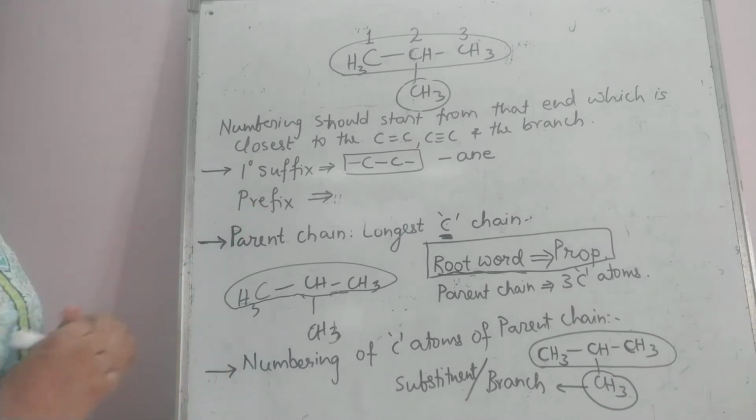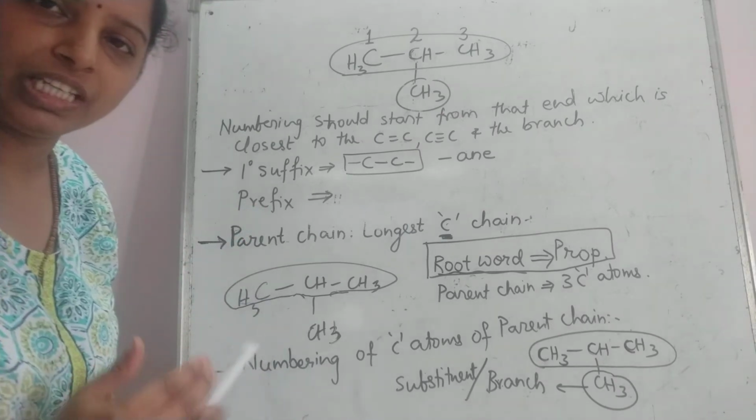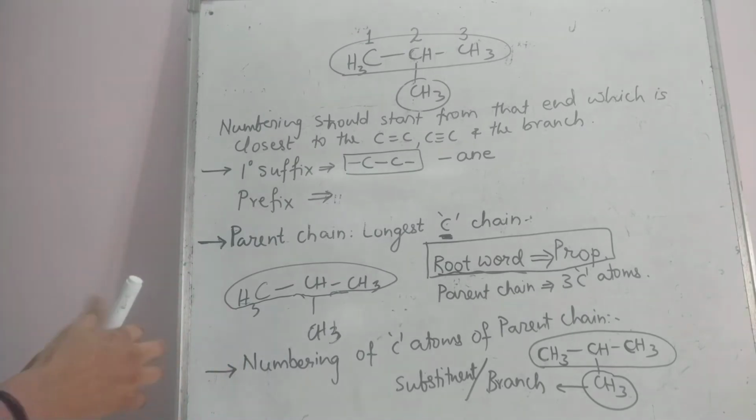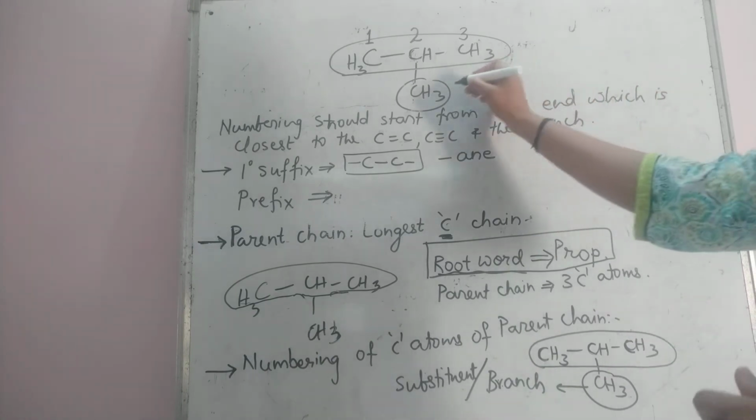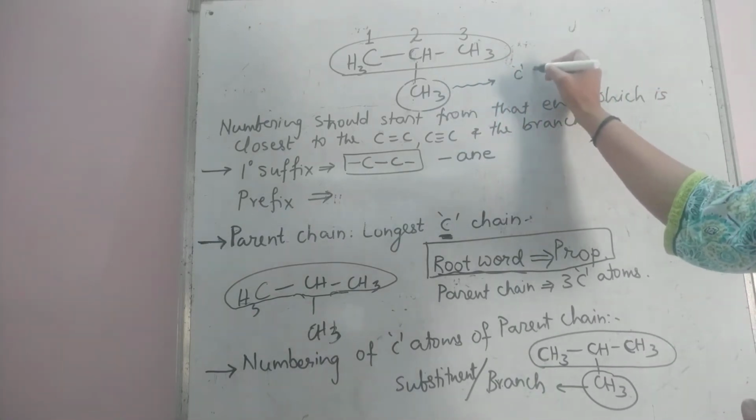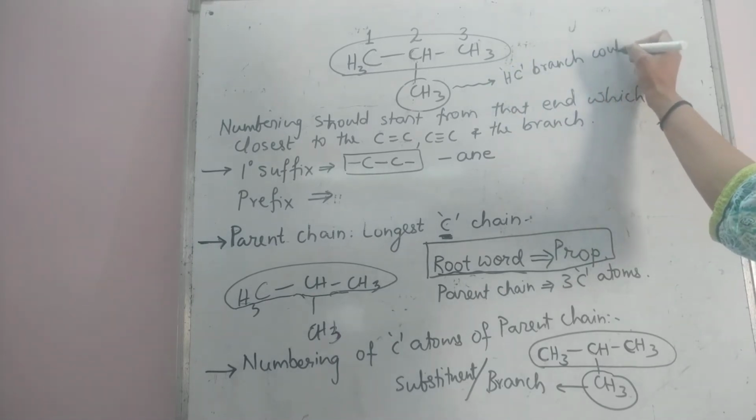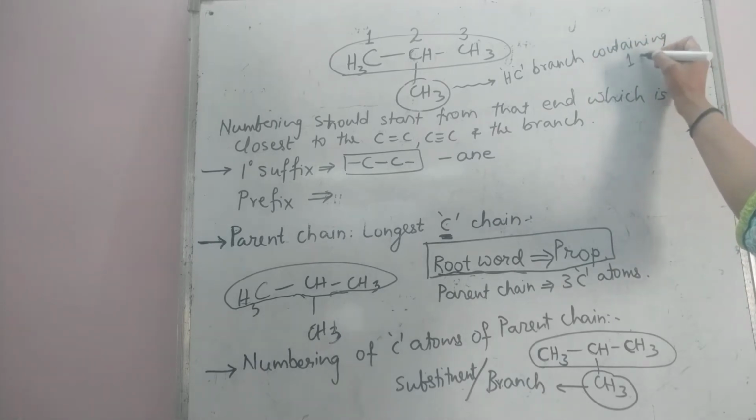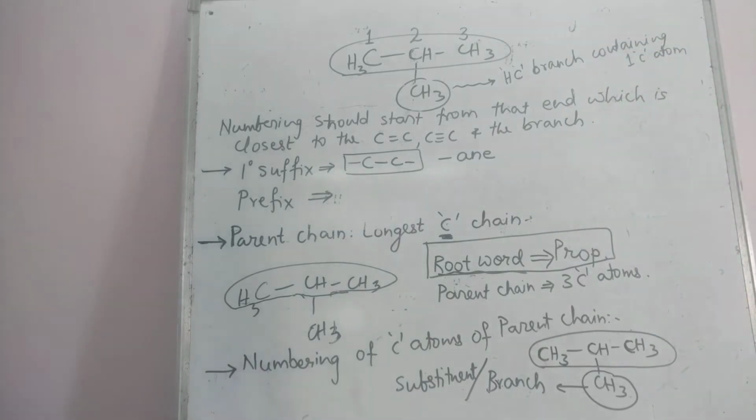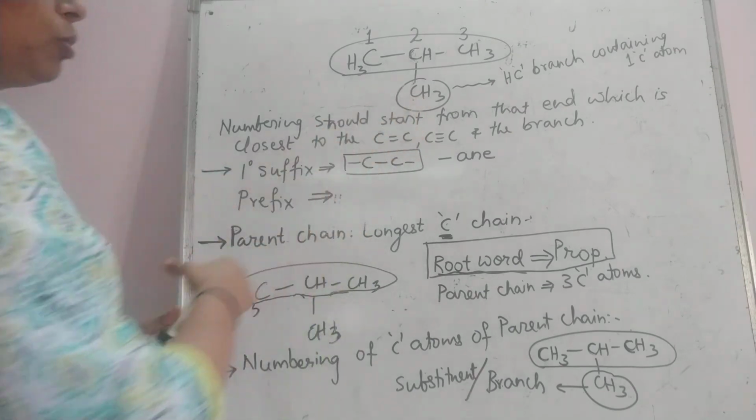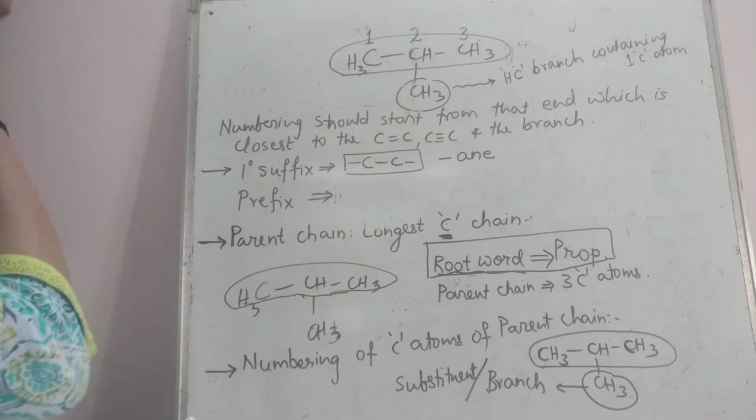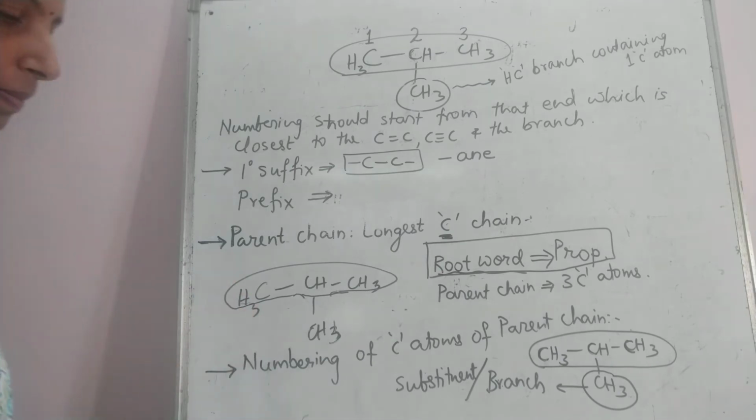Now going to prefix. What is prefix? Prefix is the name that we give to a branch. Which is your branch here? The branch is this. Okay. Now your branch is a carbon branch, a hydrocarbon branch containing one carbon atom. अगर तुमको याद है, in the previous part of the chapter we had learned that this group, CH3 group, is called as methyl group. Which group? Methyl group.